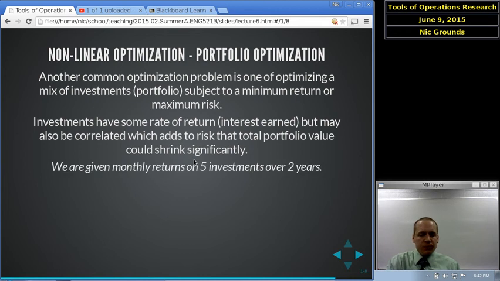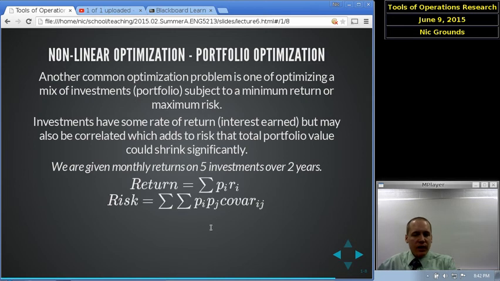Okay, so we're going to be given monthly return information on 5 different investments over 2 years. So 24 months of data for 5 different things you can invest in. From those 2 years of data, we'll be able to calculate the average rate of return and the standard deviation, which tells us the likelihood that we're going to get our money back plus interest, and the risk that we could lose some money.